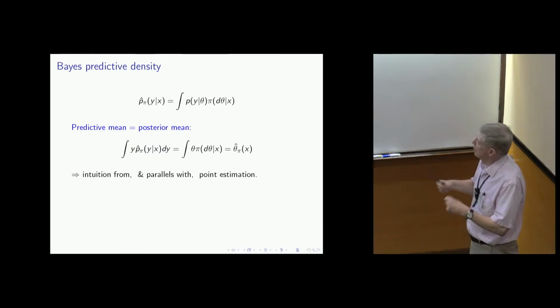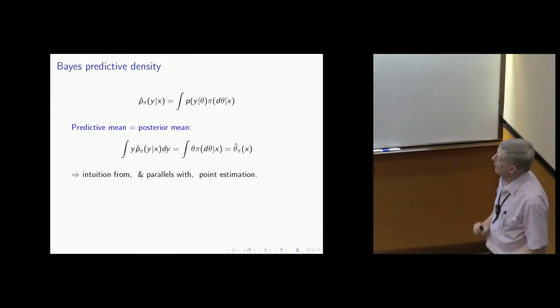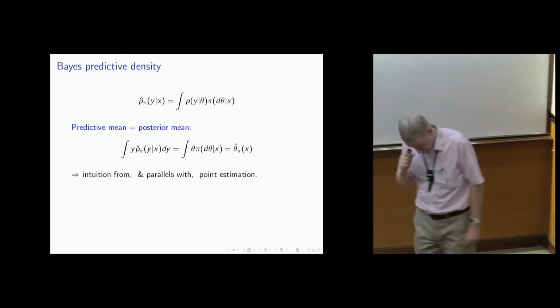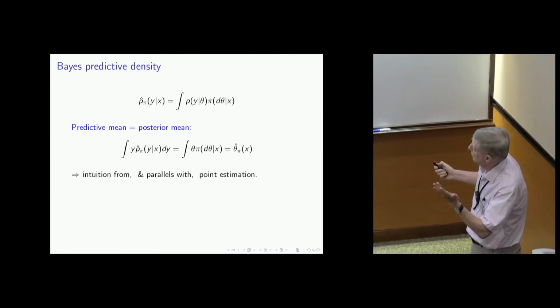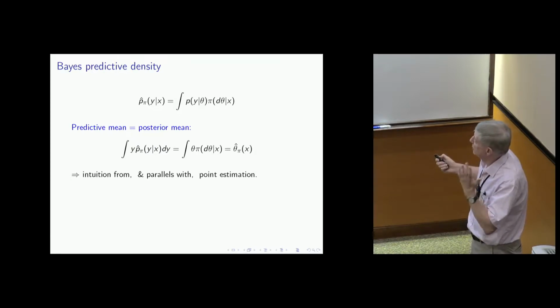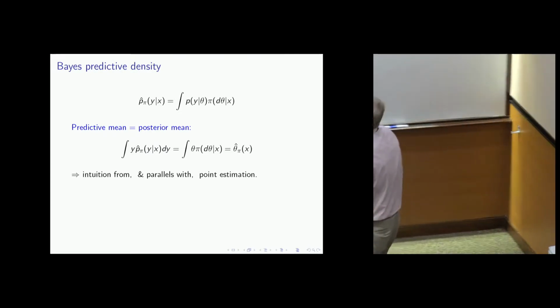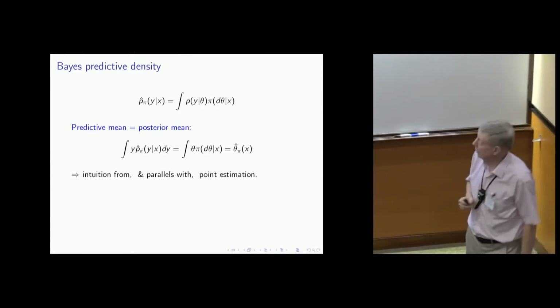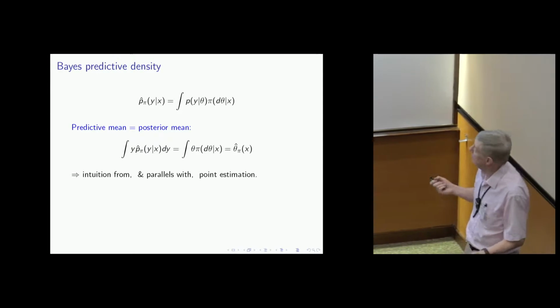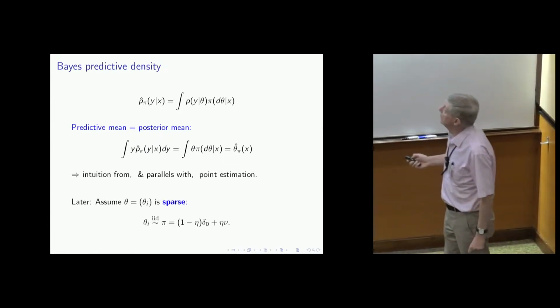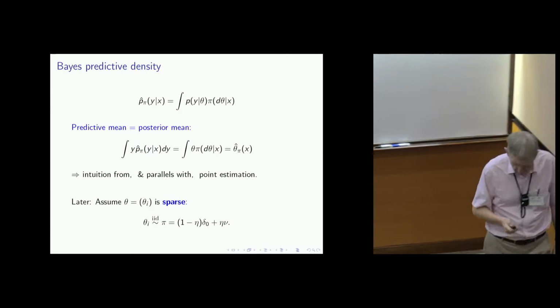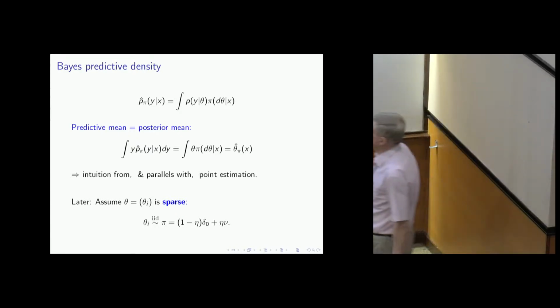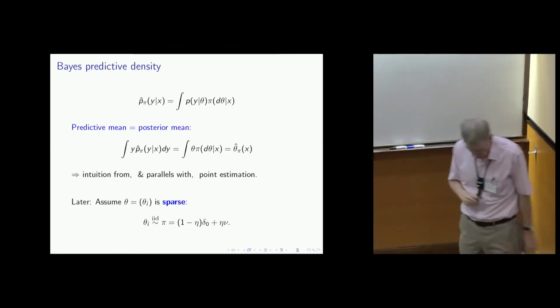And so here it is written again. One of the simple ways to see that one might believe that there are parallels between the predictive estimation problem and the point estimation problem is that the mean of the predictive distribution, just by easy Fubini theorem, is given by the mean of the posterior, and so the mean of the predictive distribution is the same as the posterior mean, which is, of course, the Bayes estimate for squared error loss. So that immediately suggests that you are going to get intuition from the point estimation problem. And then, as I said, later on we'll be assuming that the parameter theta vector is sparse and, in fact, drawn from this spike and slab or sparse prior distribution.